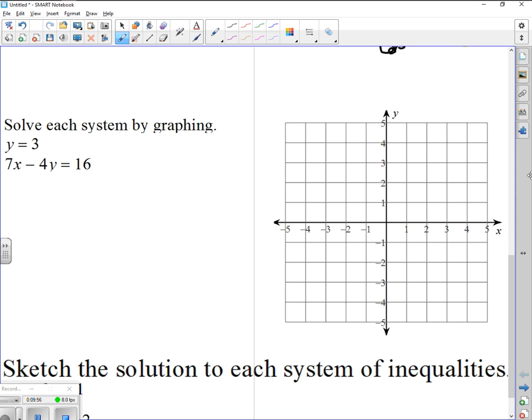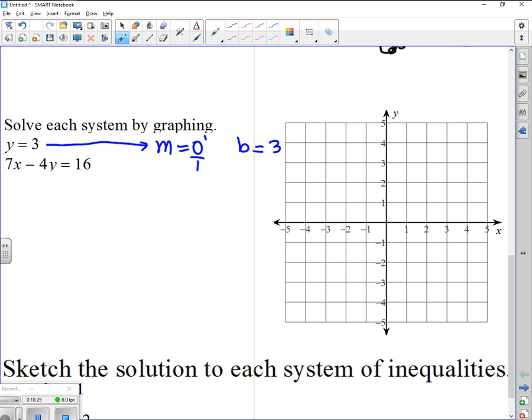So first, let me look at this equation. The y is by itself. I need to find the m. Remember, the m is the number that's right next to the x. There is no x, so that tells me that m is equal to 0, and my b value is 3. Remember, I want the m to be a fraction. Make it a fraction. I'll put 1 underneath.